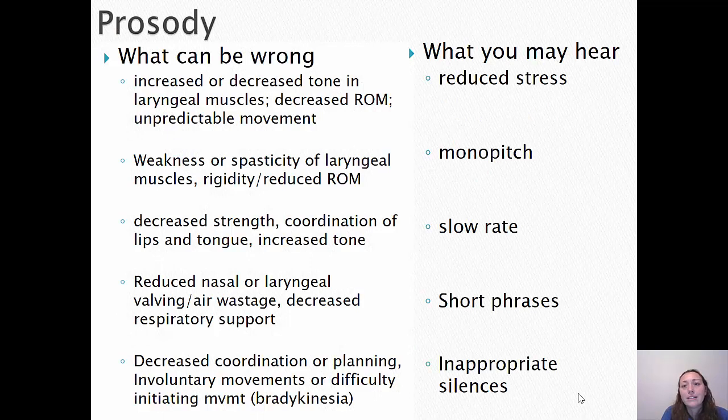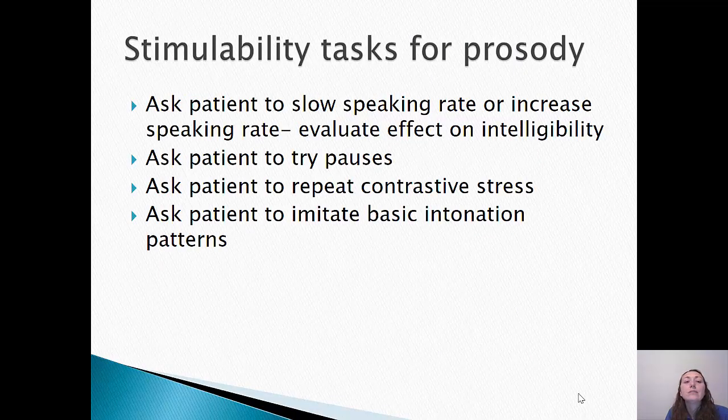And then same thing with prosody. Again, things we might hear: monopitch, slow rate, etc. Again, nothing to memorize here. And then, stimulability. What can we do? Can we have the patient slow their rate down?